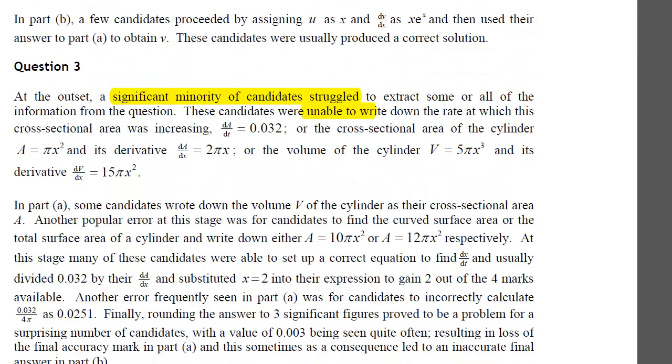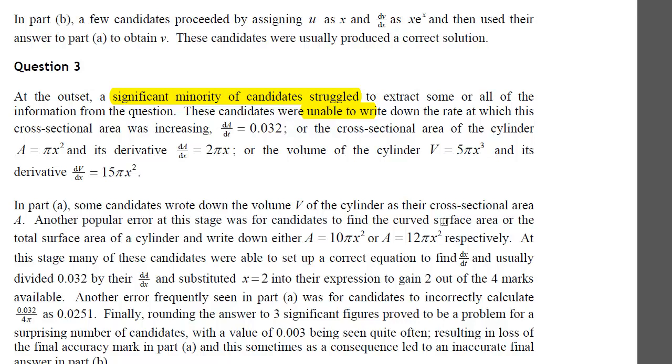So anyway, the next thing that they're saying in part A: some candidates wrote down the volume of the cylinder. Although it was a question of cross section, they wrote down the volume. That's a problem. Another popular error, meaning common mistake, was for candidates to find the curved surface area. So that means they don't have any idea of the shapes and solids of a cylinder and how that works. So this is a common mistake.